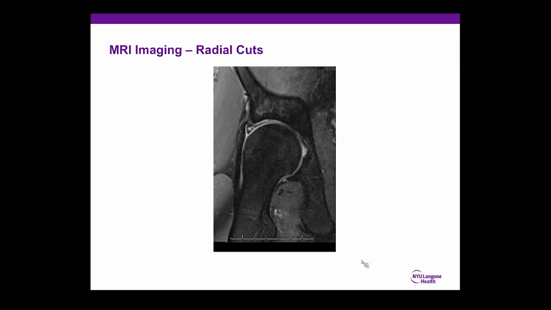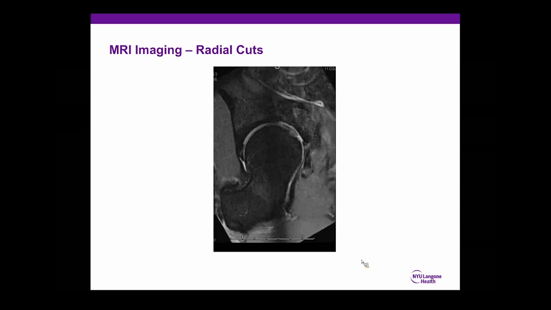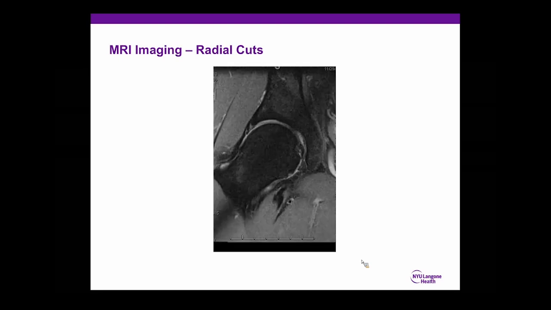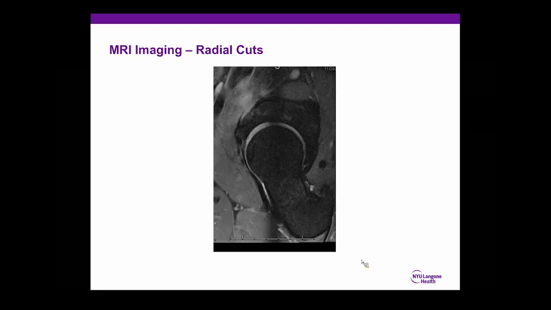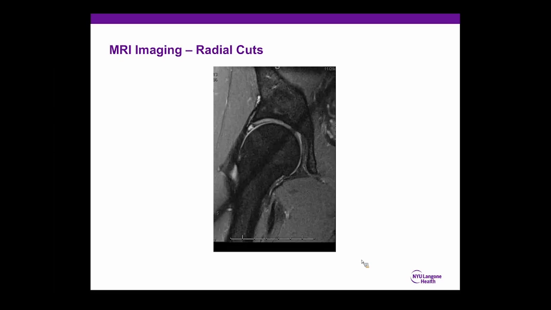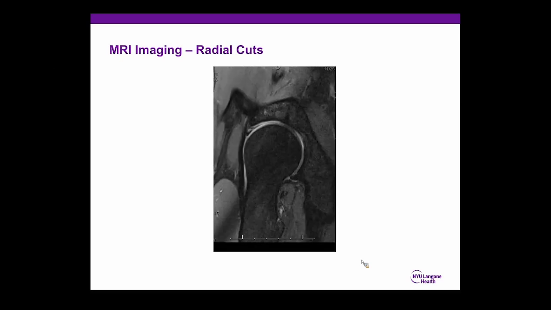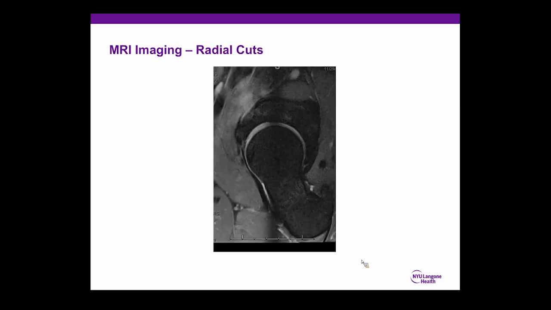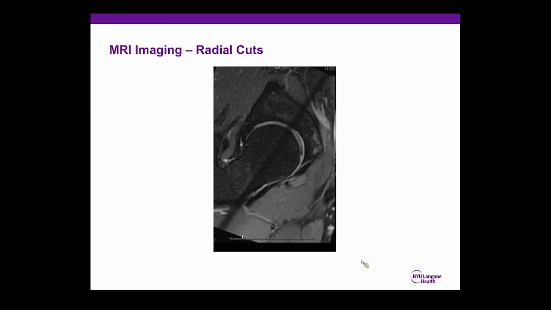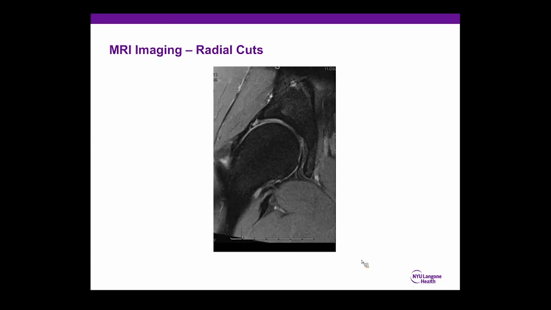I think there's some new additions to the radiographic armamentarium that I found very useful. One are the radial cuts on MRI, where you're cutting that labrum and that acetabulum in a perpendicular fashion along the clock face. I think it really showcases, as you can see here, the labrum tear, and it allows you to not get those tangential cuts that you sometimes get with the sagittal or the axial views.